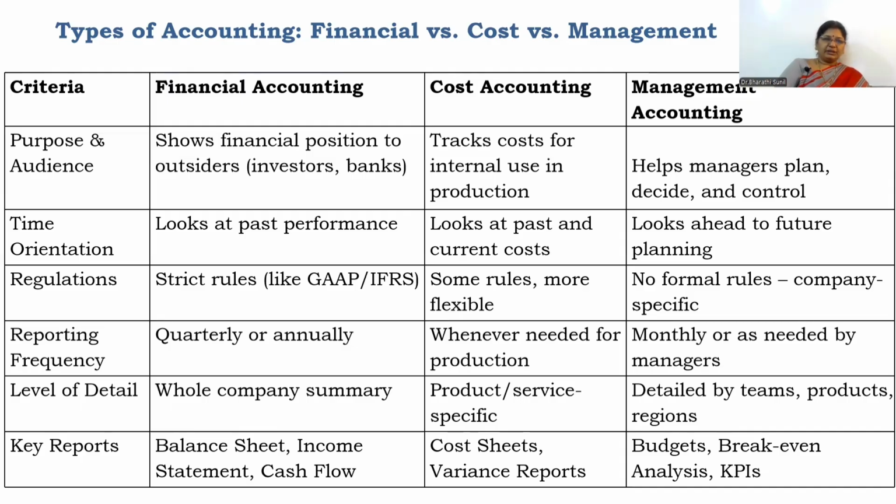Time orientation. Financial accounting is based on the past. It looks at past performance. Cost accounting is present. It looks at past and current costs. So cost accounting is required to know presently what is the cost that we are incurring in our production. Management accounting is future oriented. We look ahead to future planning in management accounting.